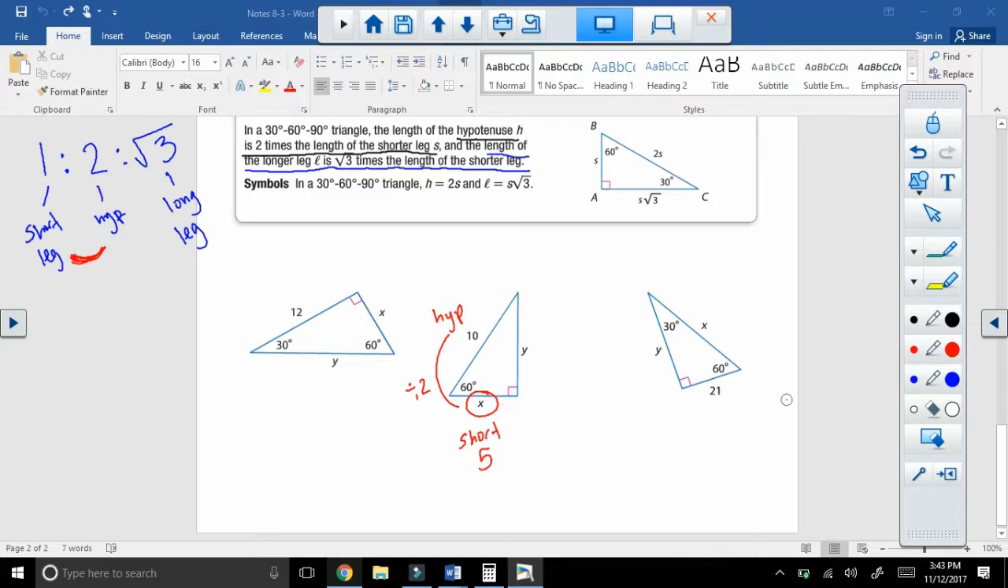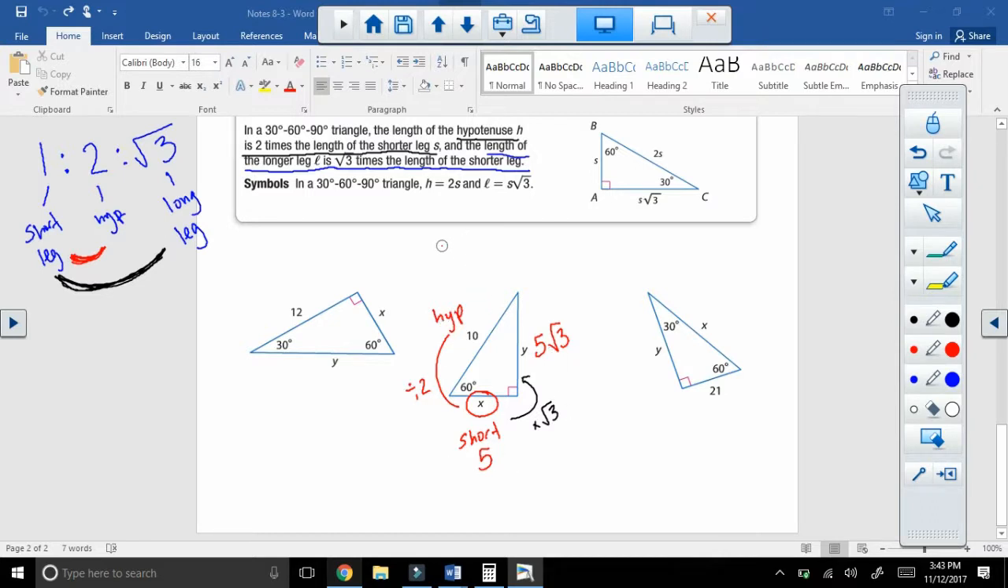And then the relationship between the short leg and the long leg is 1 to the square root of 3. So here I can just multiply by the square root of 3. So for this one here, it's going to be 5 times the square root of 3. I prefer doing it like this.